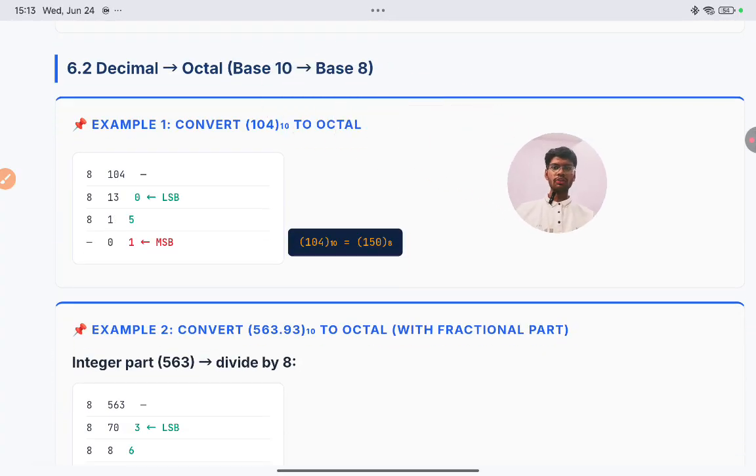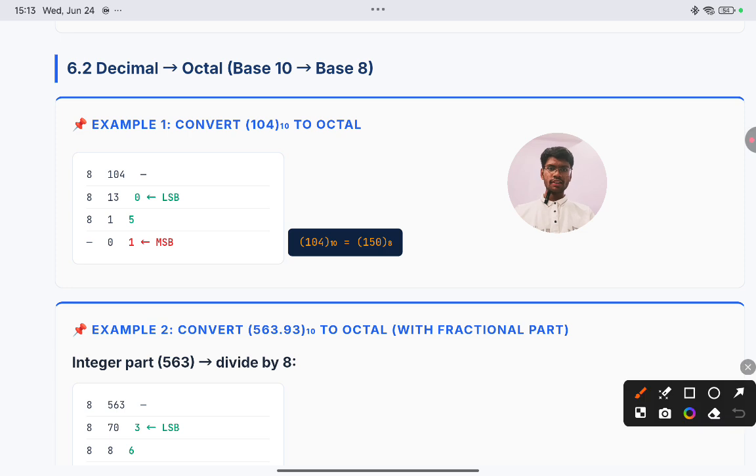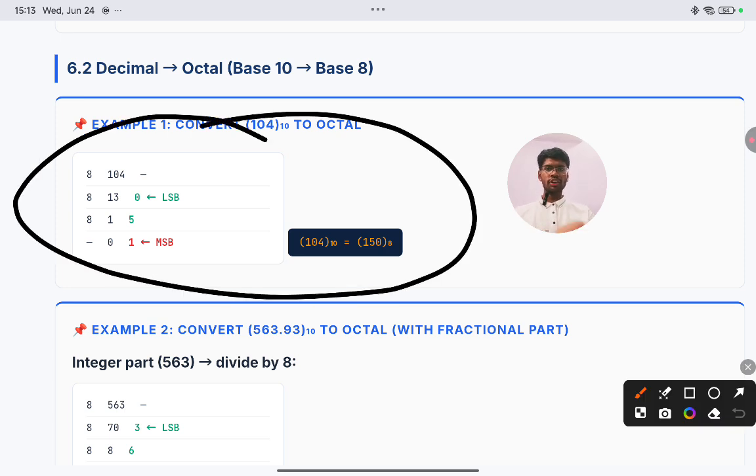And decimal to octal, how to do it? Just like this, 104 you divide by 8, you get 13 remainder 0, divide by 8, 1 remainder 5, divide by 8, 0 remainder 1. You get the most significant bit as 1, and again you go from bottom to top and you get 150. So this is easy, you have to understand how it is calculated.